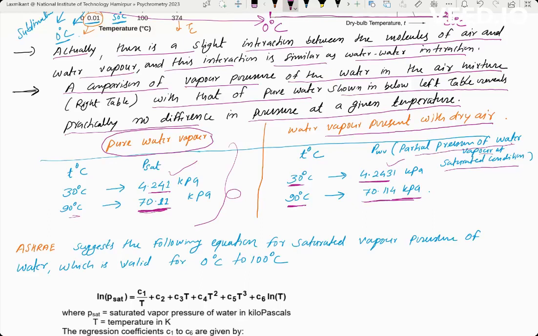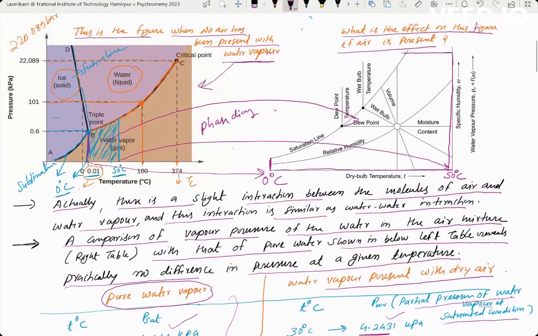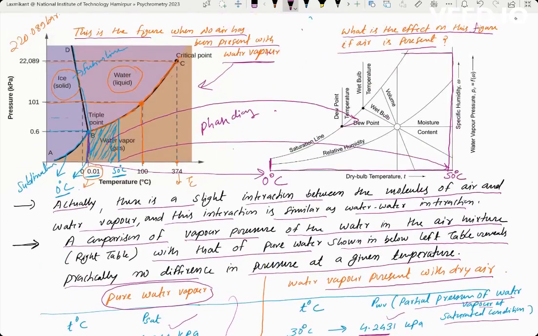So for all practical purposes, the saturation pressure temperature data for pure water is considered for the analysis of water vapor present in the air also. So this phase diagram will also be applicable for the study of water vapor present in the atmosphere, because the deviation in the saturation pressure temperature data is very small.